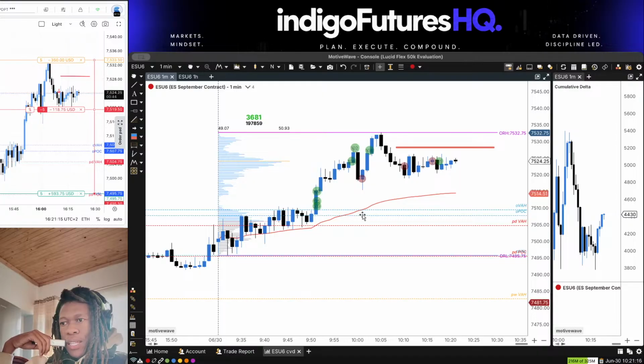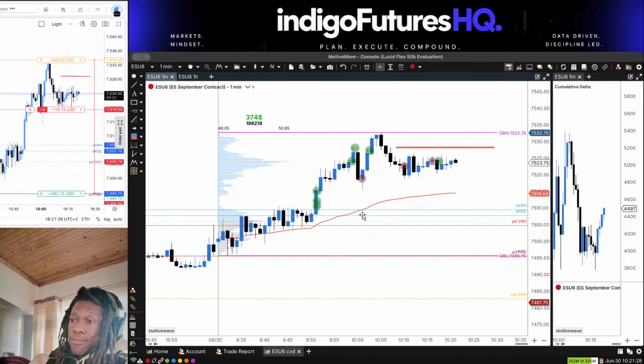CVD looks like it's stalling a little. Like there's a big wall of some sort. Hope I'm right. But that switch of the value area high gave me a little more confidence that we were on the right side of this. It doesn't look like much right now. And it is overlapping with the initial balance.